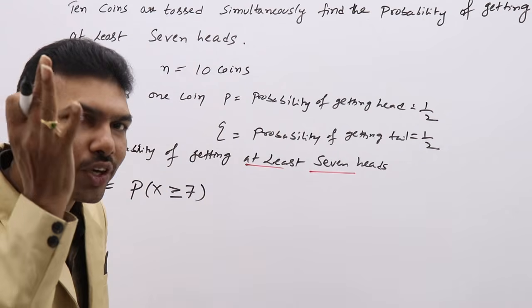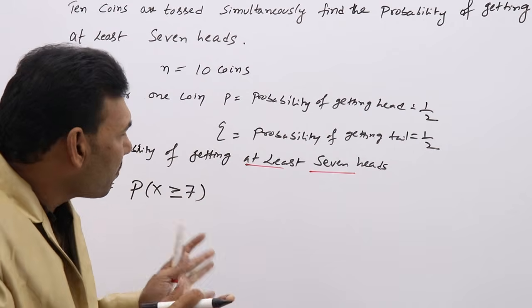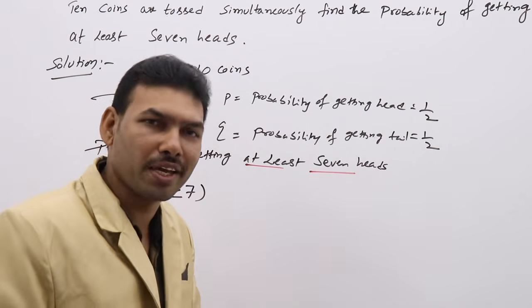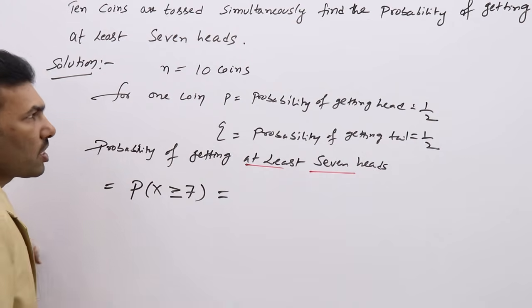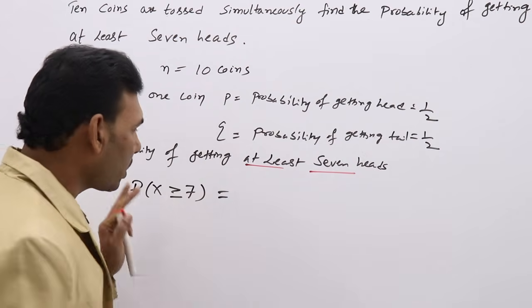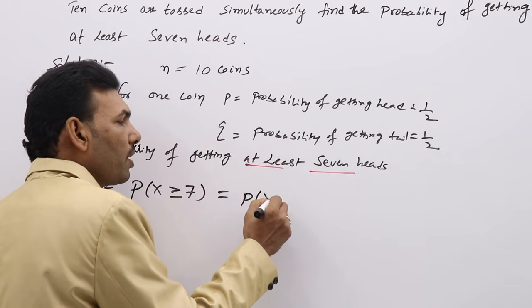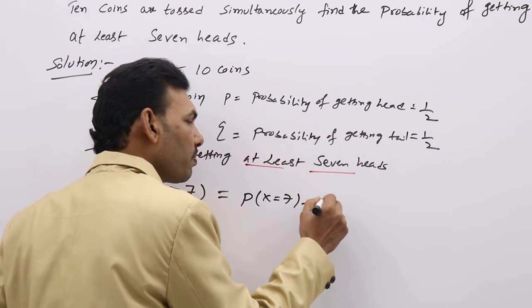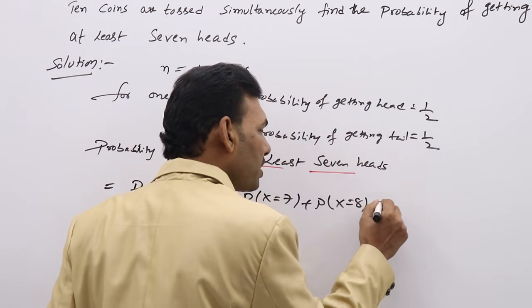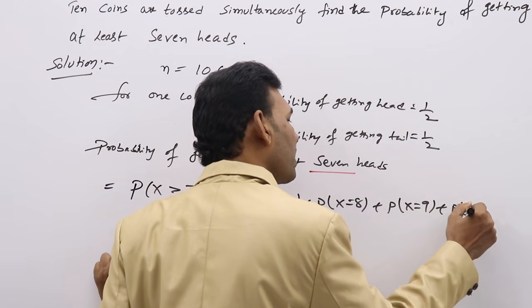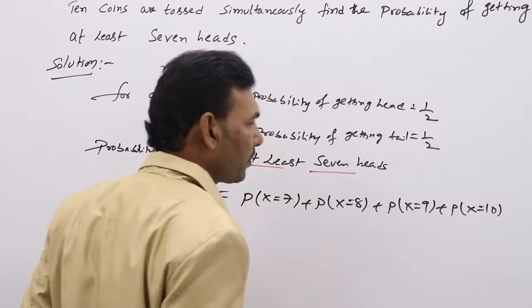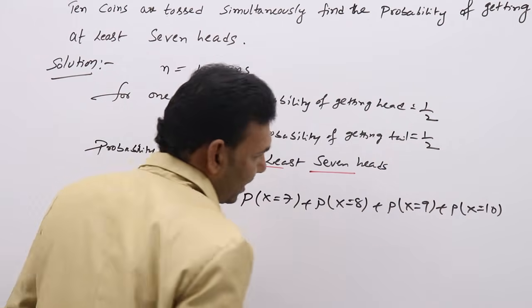This point you need to keep in your mind. Minimum 7, maximum as many as possible. Now P of x greater than or equal to 7 means up to n, starting from 7. P of x equal to 7 plus P of x equal to 8 plus P of x equal to 9 plus P of x equal to 10. These all we need to calculate.